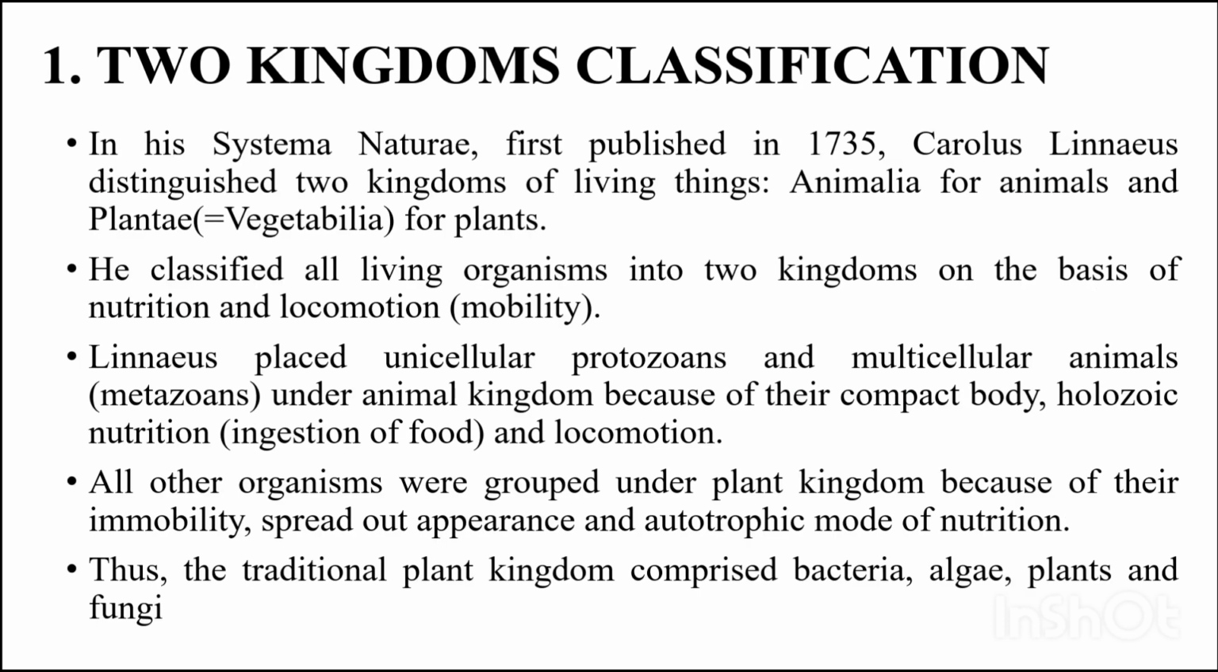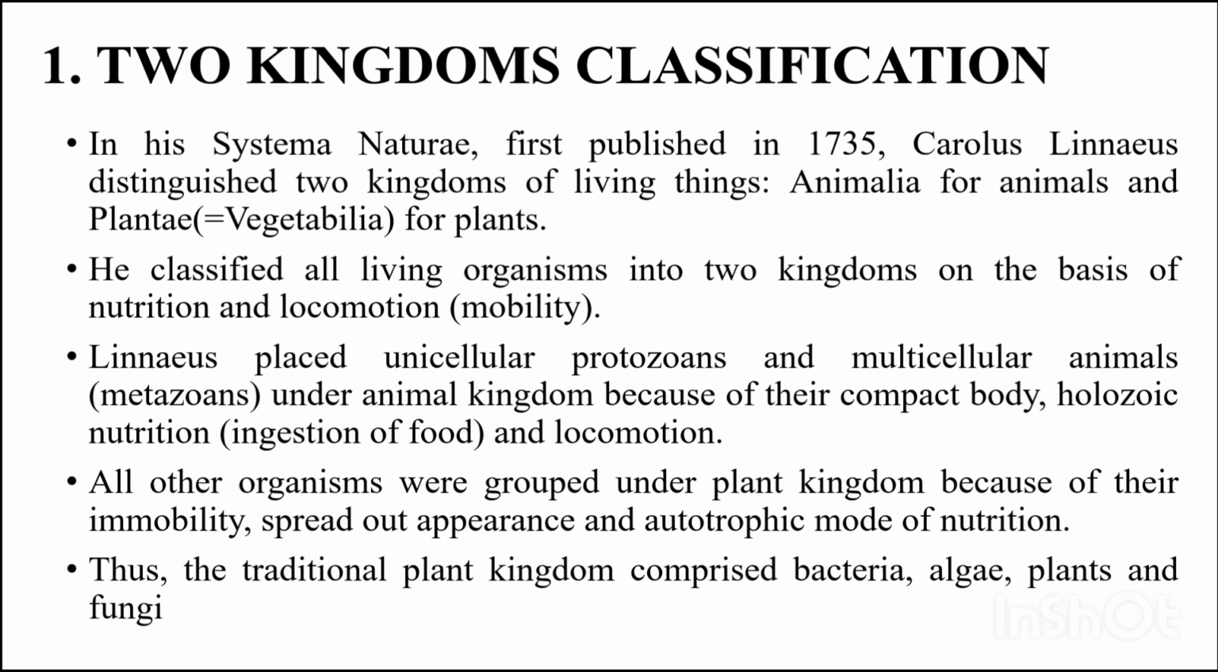Then two kingdom classification in his Systema Naturae. It is the name of the book which was published by Carolus Linnaeus in the year 1735. There he mentioned this two kingdom classification, and he classified animalia and plantae or vegetabilia. He classified all living organisms into two kingdoms: one is animalia for animals and plantae or vegetabilia for plants. He classified all the organisms into two kingdoms on the basis of nutrition and locomotion.